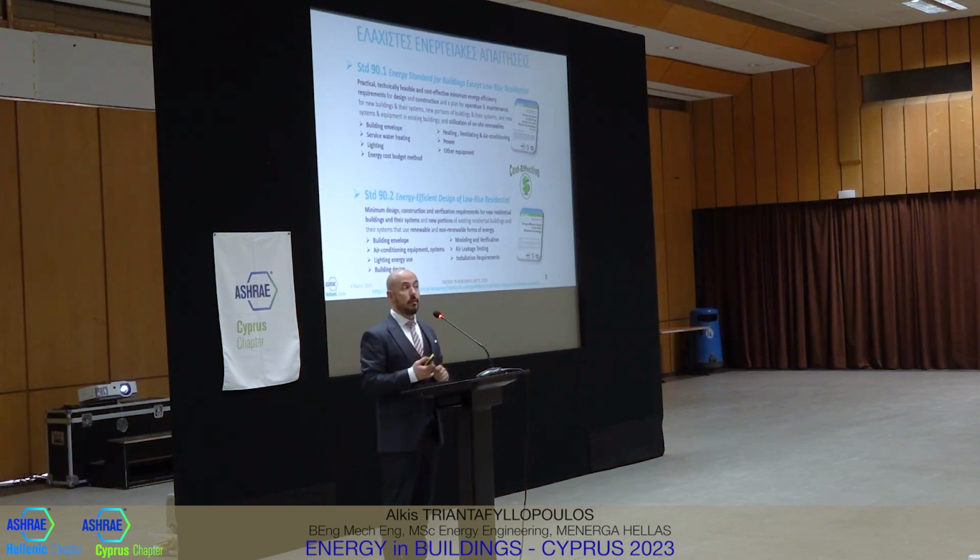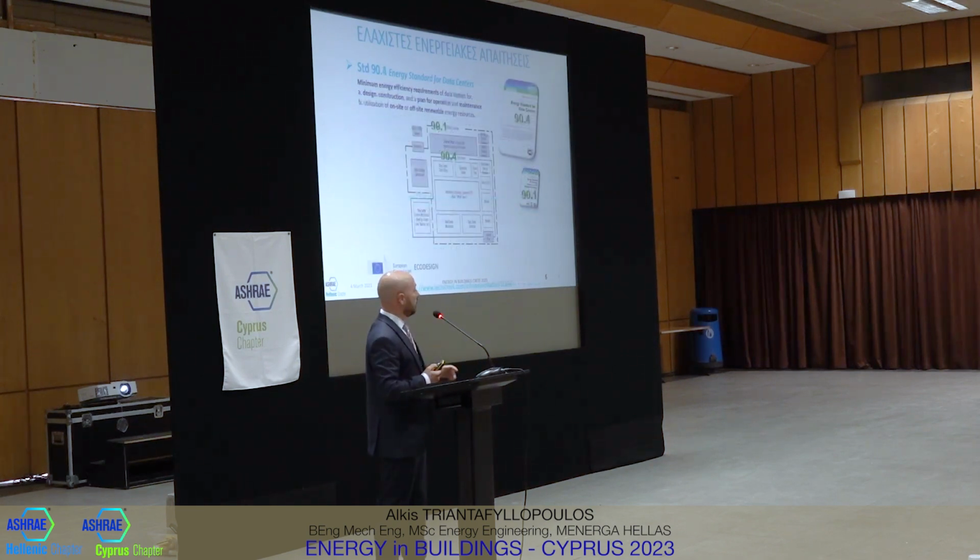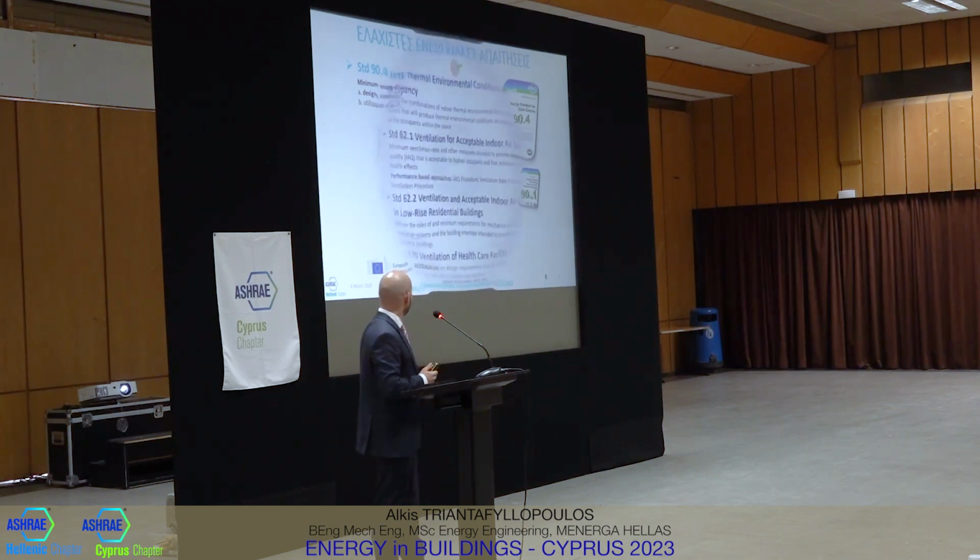90.1 is for high-rise buildings, 90.2 is for low-rise buildings, residential mostly. So these are energy codes that you need in order to comply. And then from that, we also have 90.4, which is usually data centers. So we even have an energy code for data centers in order to comply.